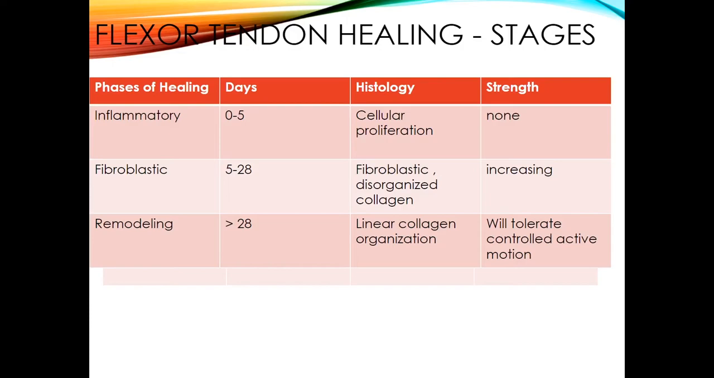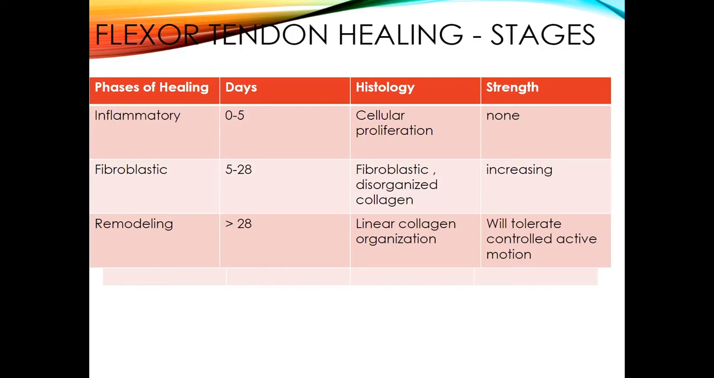That fibroblastic stage, though, which runs from 5 to 28 days, is where you have continually increasing strength and disorganized collagen. So this is where you need to start getting these patients to move, because that fibroblast maturation and proliferation and that disorganized collagen will lead to significant scarring and tethering of the tendons. So we need to make sure our tendon repairs are strong enough to withstand early motion during this fibroblastic phase to prevent scarring the tendons down to the sheath.